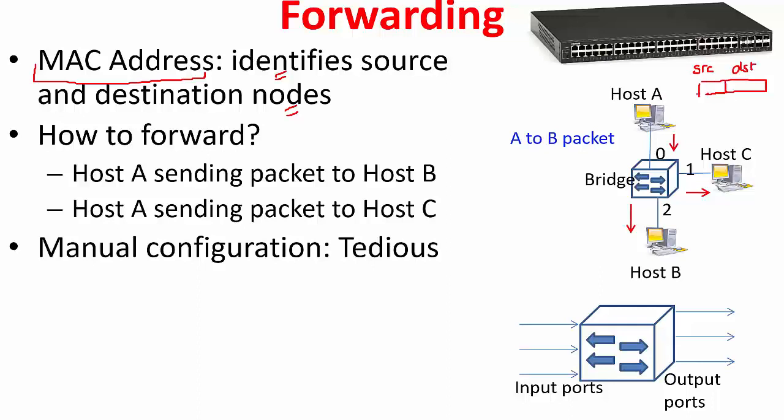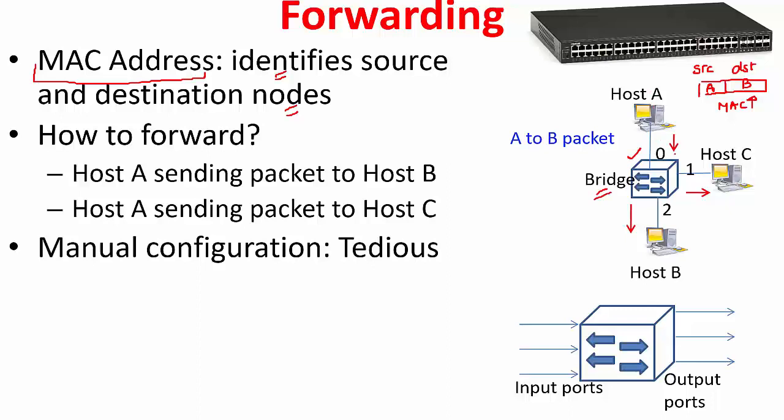So here, if A is trying to send a packet to, let's say, B, A will put source as A, destination as B. These are MAC addresses. Now this packet is received by the switch, which is also called a bridge, and this has to figure out how to send this packet.